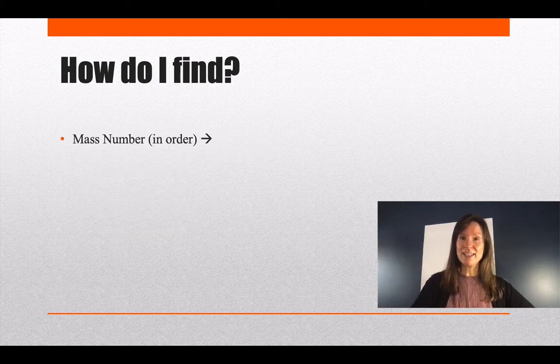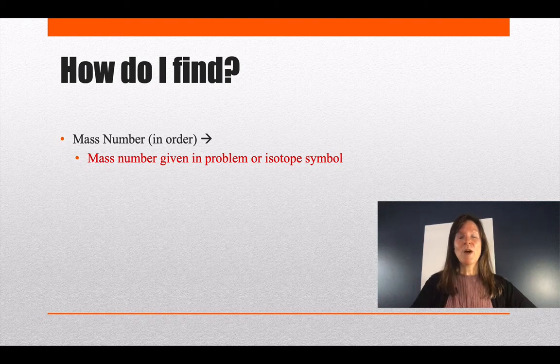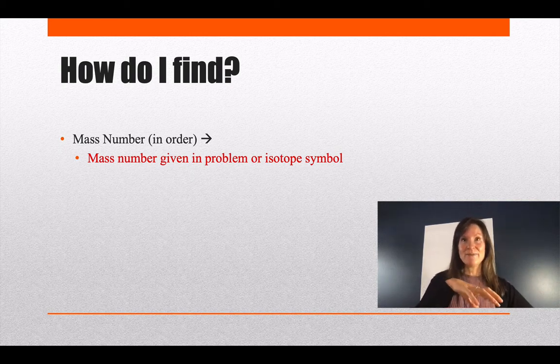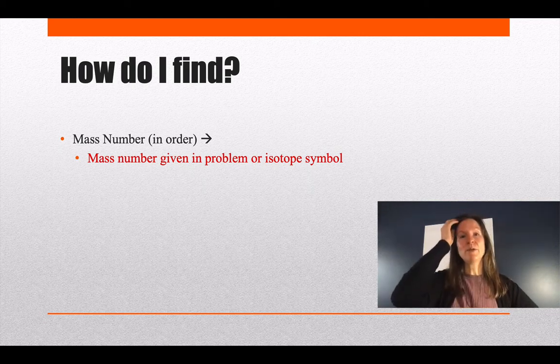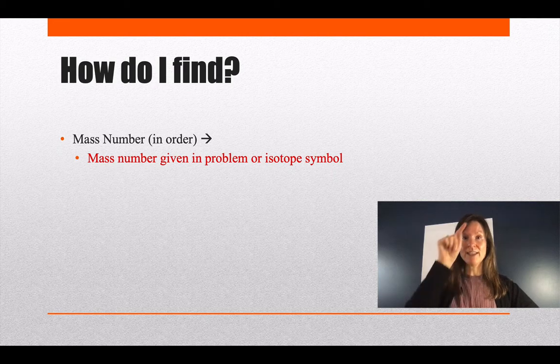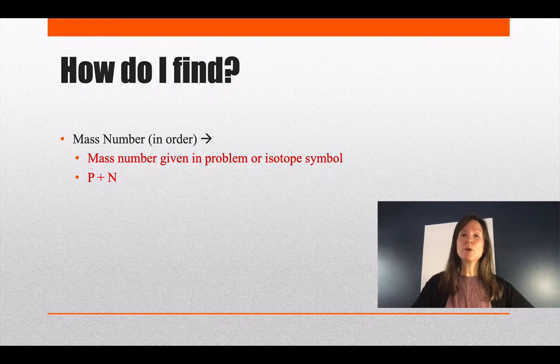How do I find mass number? Well, number 1, mass number is usually given to you in a problem or as part of the isotope symbol. So mass number is not given on the periodic table just straight up. It's not there. A problem might give you a mass number, or in the isotope symbol, it's the number on top, so the superscripted number, or the number after the dash, depending on how the isotope is written. It's also your protons plus your neutrons.